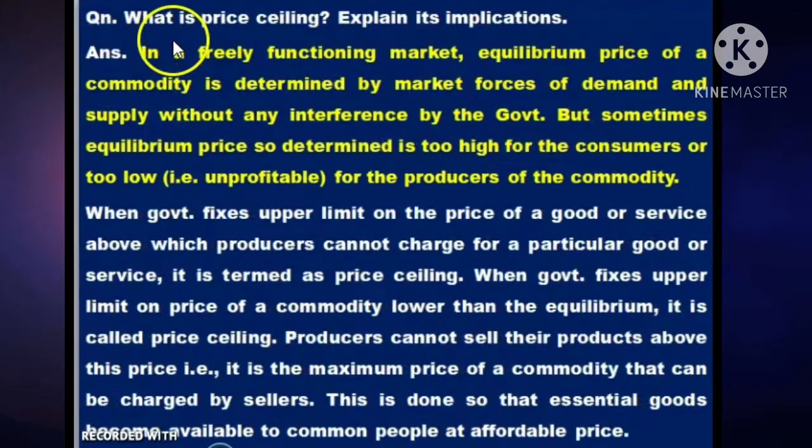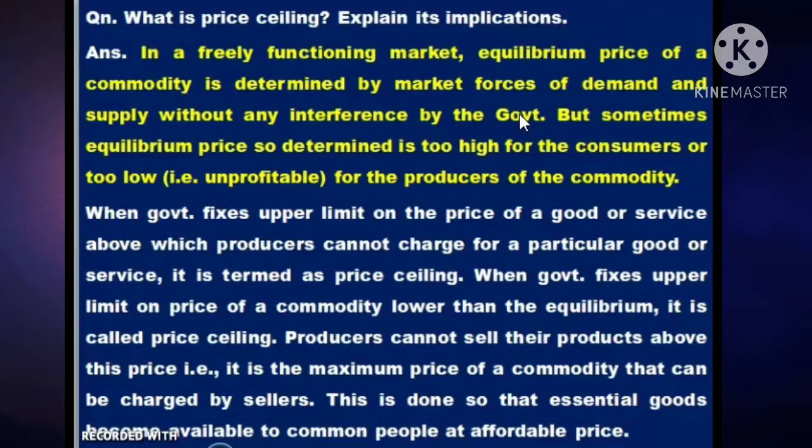So the next important question from the same chapter is, what is price ceiling? Explain its implications. In a freely functioning market, the equilibrium price of a commodity is determined by market forces of demand and supply without any interference by the government. So the government will not interfere in how much is demanded and how much is supplied. Both have equal satisfaction, consumer as well as producer. So the producer will have his profitable price.